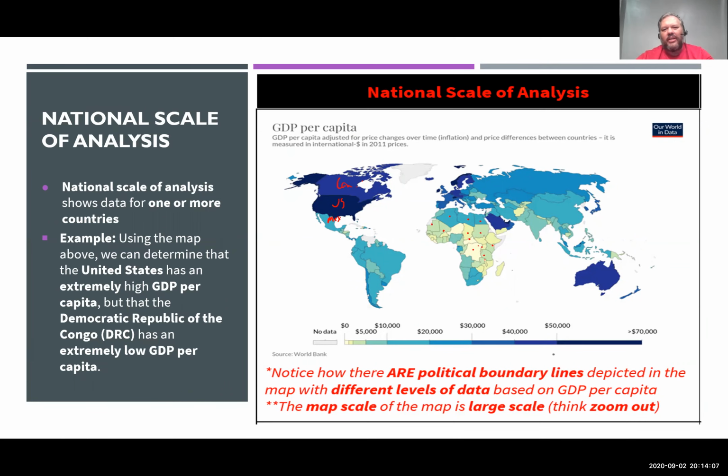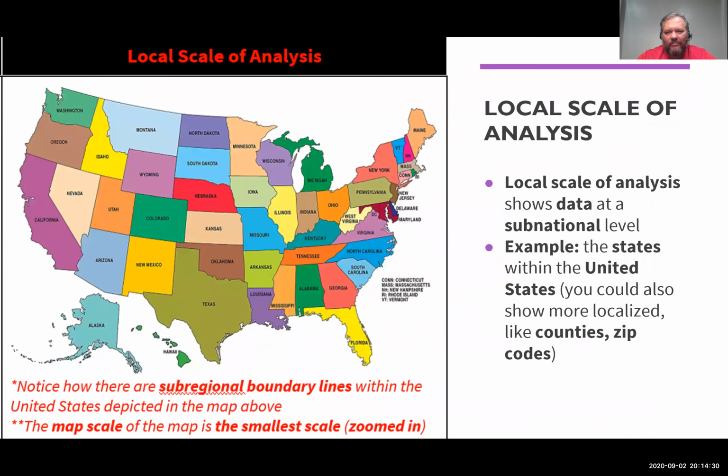So when we talk about a national scale of analysis, it is when information is being displayed on a national level. How does one country compare with another? So again, even though it's a global map, a world map, the data is being displayed on a national level. All right. Now, a local scale of analysis is looking at anything smaller than a country. That's the easiest way to do it.